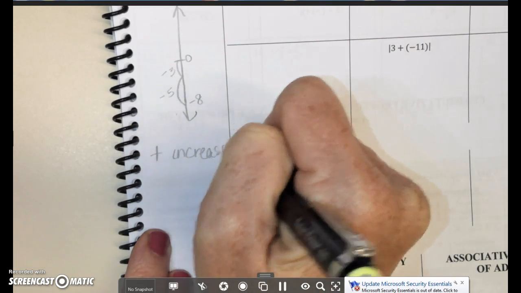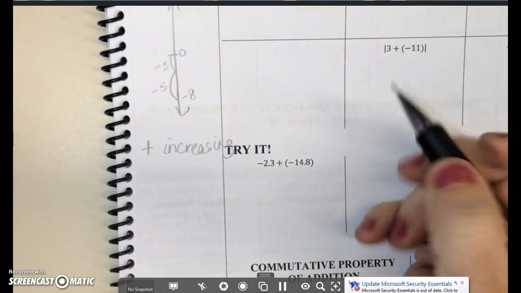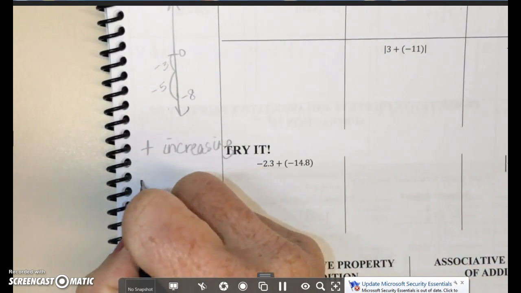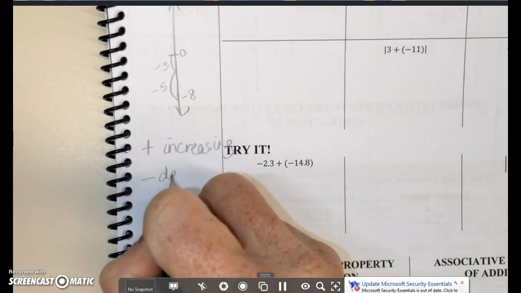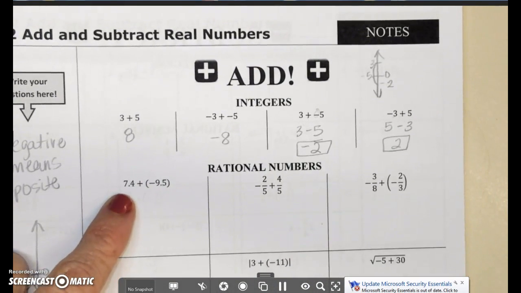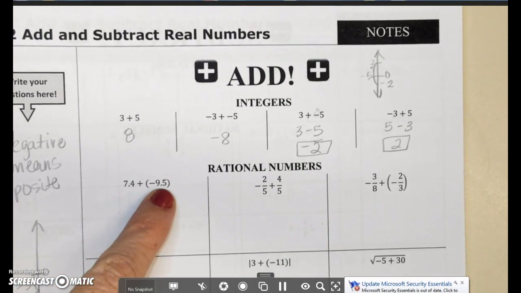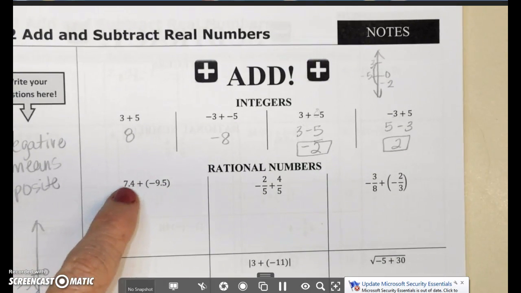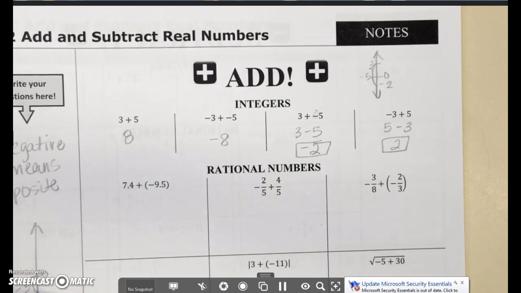Okay? Another thing I want you to think about is that when you see positive, it means something is increasing, right? If you have positive $10 someone gives you, your money's increasing. But if somebody takes away money from you, then clearly your money is decreasing. If you just think about it like that, it'll make a lot of this so much easier. Okay? So for example, I have a 7.4 and then it's decreasing by 9.5. So it's decreasing by more than it's starting at, right?